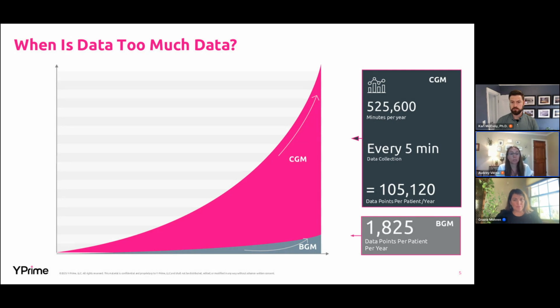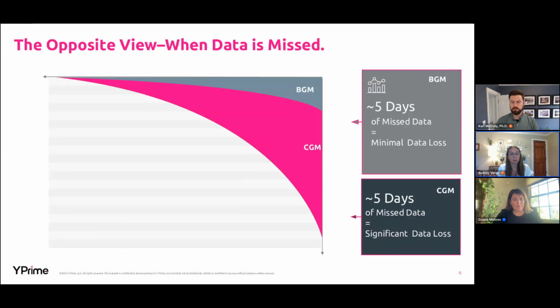Conversely, when we talk about data, go ahead, jump over to the next slide. I wanted to kind of flip what I was just talking about on its head and discuss what it looks like when data is missed.